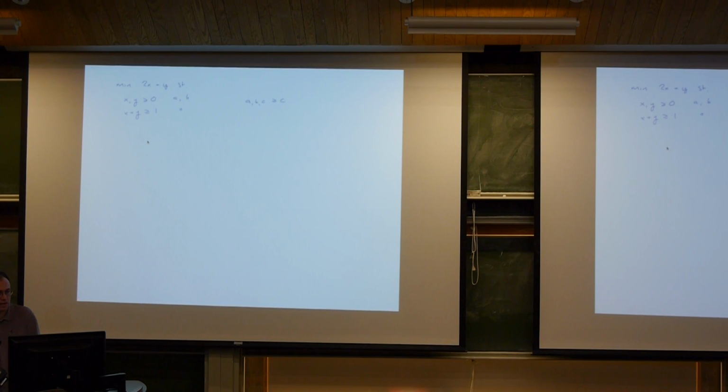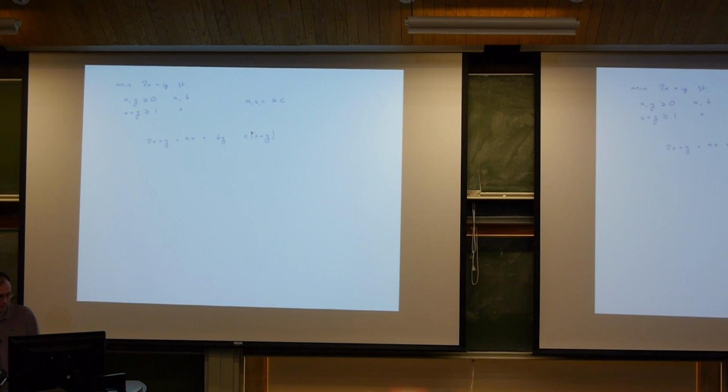So the Lagrangian is going to be 2x plus y, and then we're going to have a times the first constraint, which is x. We're going to have b times y, the second constraint, and then c times x plus y. And the sign of this, since this is a minimization problem, what we're going to want to do is make it so that when a is positive, we're going to want to make x equal to 0.